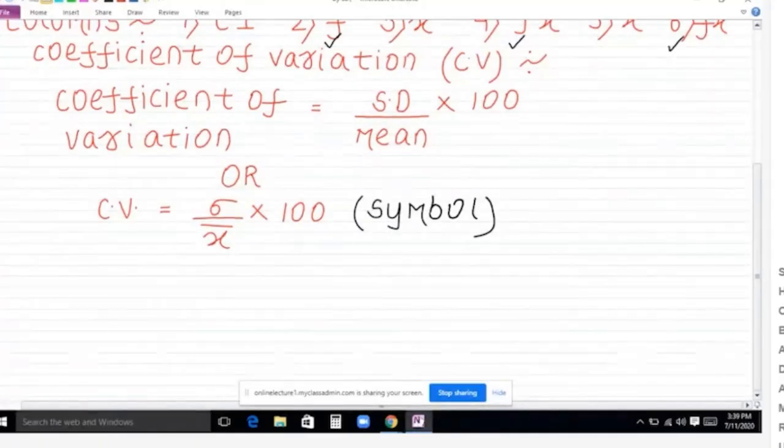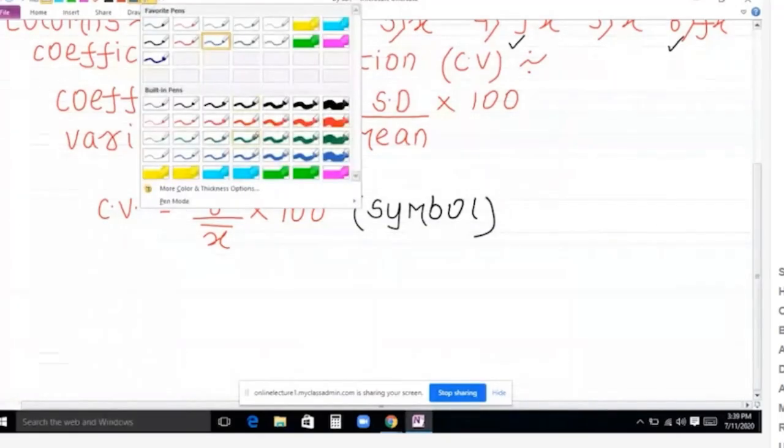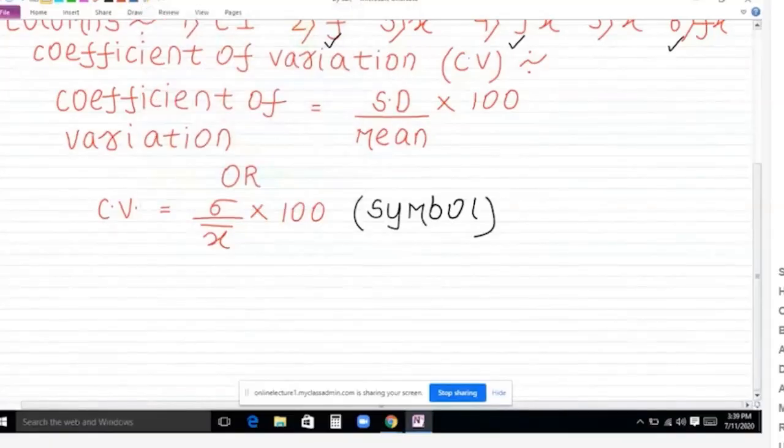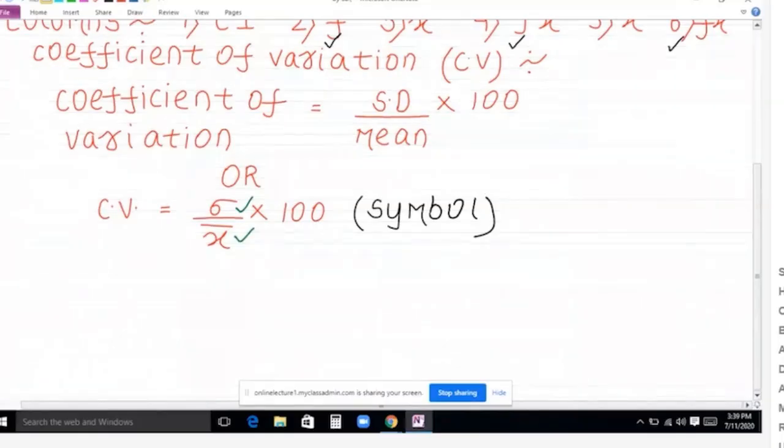So from here one thing is very confirmed, that the coefficient of variation is based upon two parameters: one which is called the standard deviation, and the other which is called the mean. These are the two values depending upon which we can find the coefficient of variation.